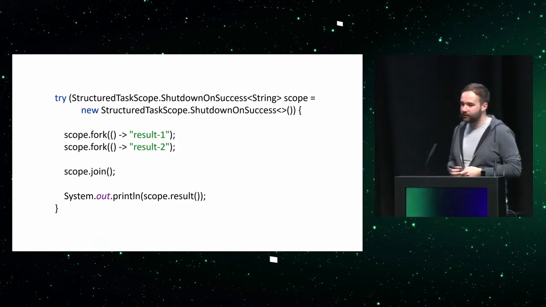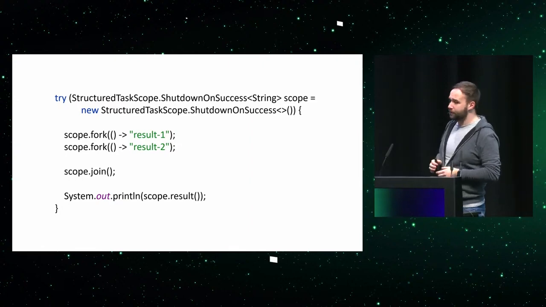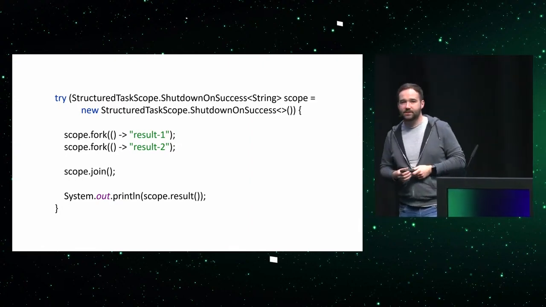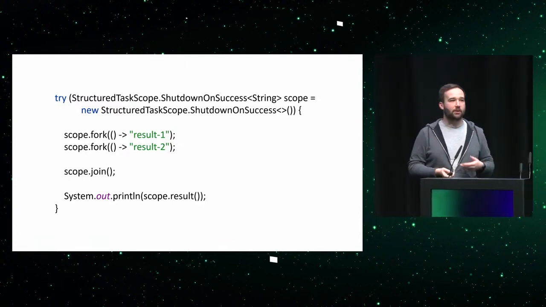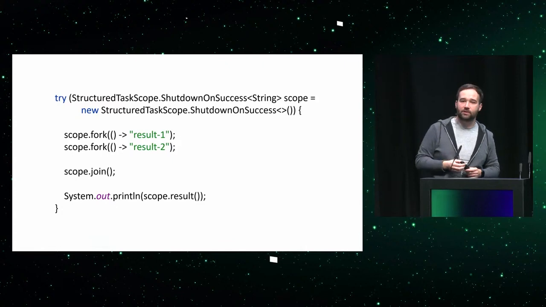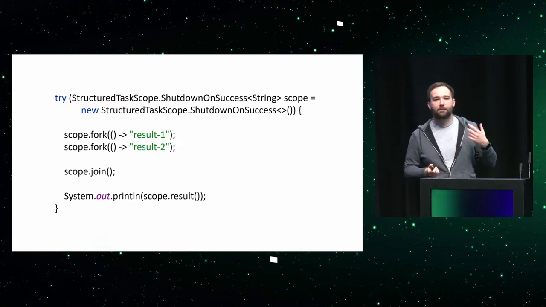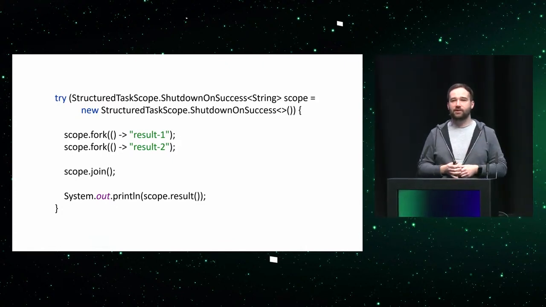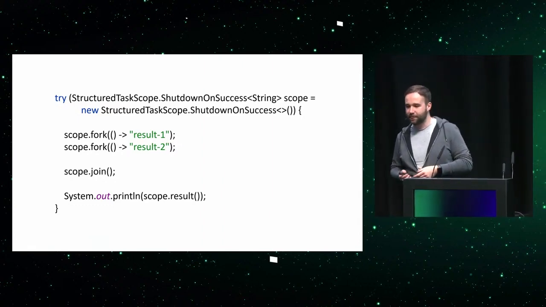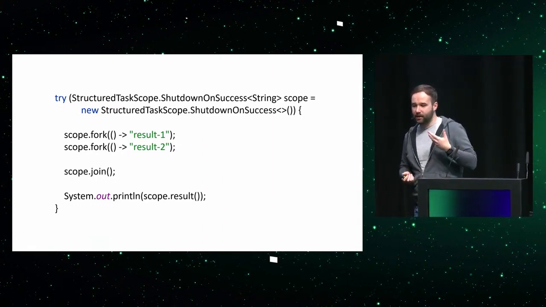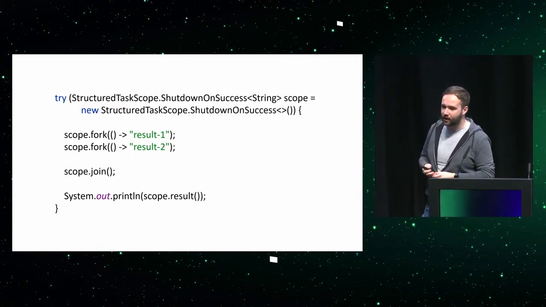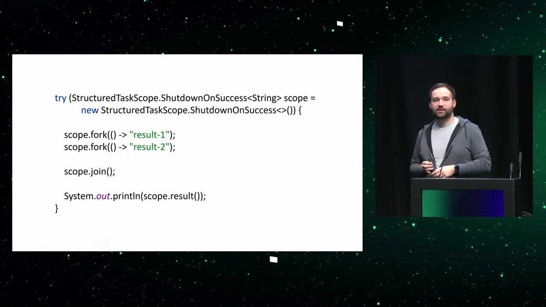So here I have a scope, the StructuredTaskScope.ShutdownOnSuccess. With Java 21 you get two shutdown policies. The ShutdownOnSuccess is one of those two policies. And the policy states when the virtual threads are shut down. So in the case of ShutdownOnSuccess, my scope, my virtual thread scope, will shut down when the first thread has finished.